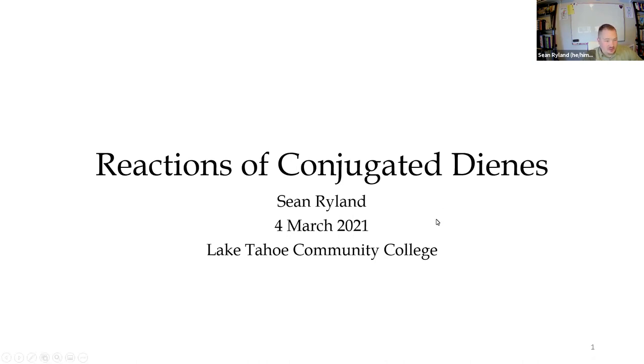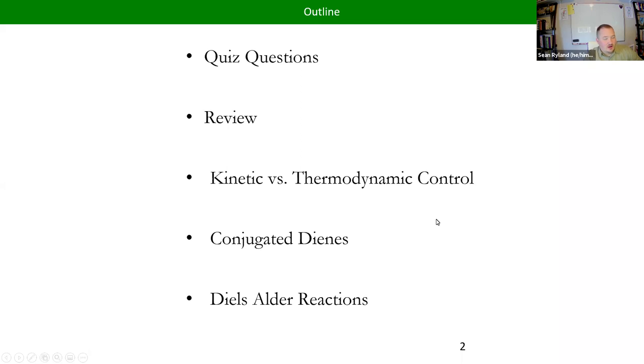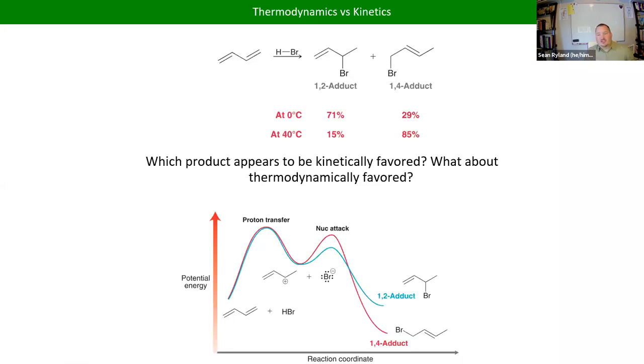But for starters, let's just review where we left off, and a reminder of how thermodynamic control versus kinetic control works. Remember, the whole idea with kinetic control is that it's the product that's easier to make quickly, not the most stable product. It's the product that you can make fastest. And so that will frequently not be as stable as the thermodynamic product. The kinetic product is just the one that's going to have the lowest transition state barrier.